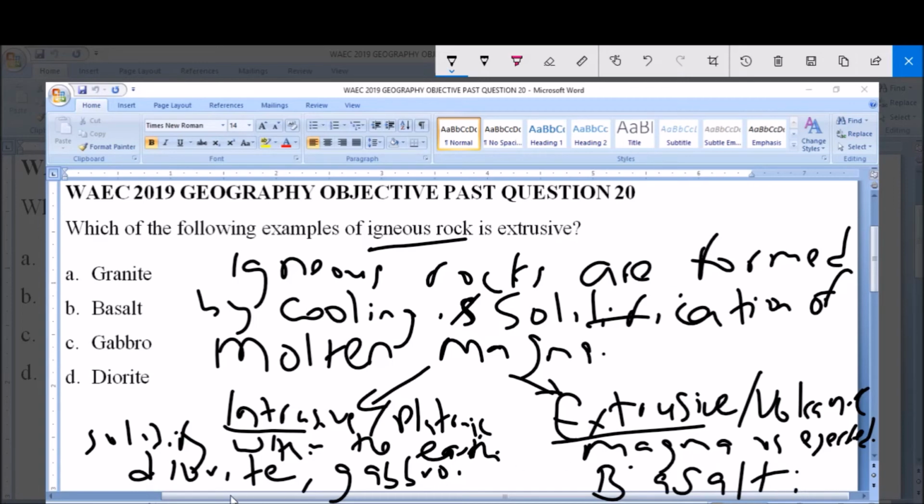So we've mentioned diorite and gabbro, which are option D and C respectively, as intrusive, so they can't be the answer. And granite is also not an example of an extrusive igneous rock. And we mentioned basalt as the major example of an extrusive igneous rock. So the correct answer is B, basalt.